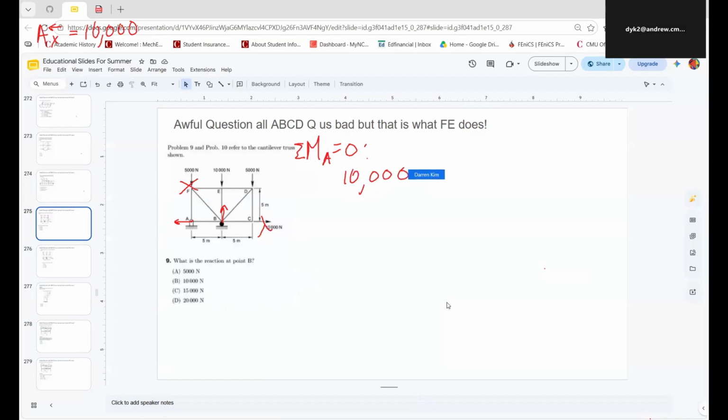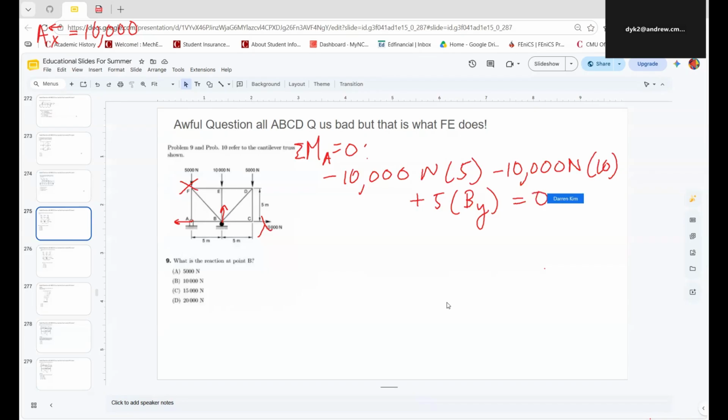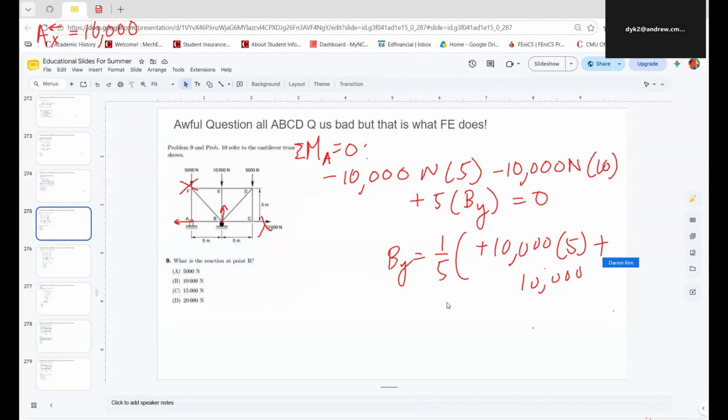I'm skipping a few more steps now, but I should still actually not skip anything. 10, and it's going to be 5, and it's minus 10,000 newtons multiplied by 10, and then this is all plus over here by 5, multiplied by By equals 0. So you can tell now that By equals 1 divided by 5, parentheses. Negative is going to be positive there. It's going to be 10,000 multiplied by 5, minus 10,000 is going to be plus, multiplied by 10.